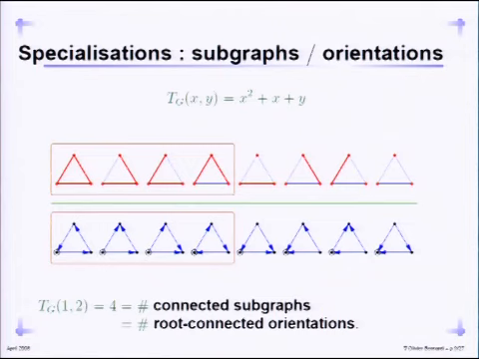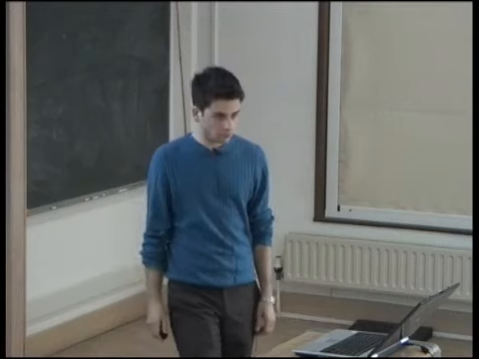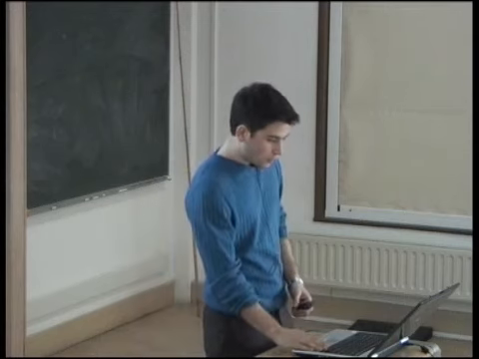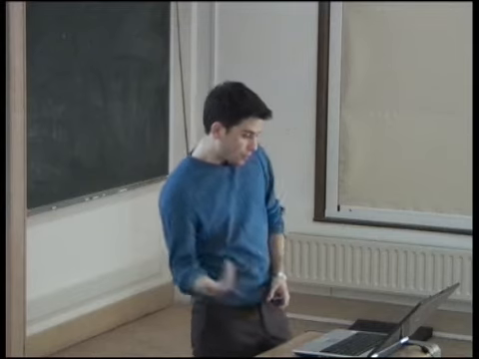So what do I call root-connected orientations? You have your graph, you choose a vertex as your root vertex once and for all, and then you look at orientations such that every vertex can be reached from the root by a directed path. These are the root-connected orientations. These are not root-connected.